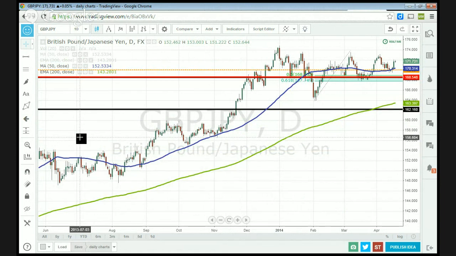The reasons for being short the yen, in addition to technical reasons, are there's a lot of fundamental information or a lot of fundamental issues with the Japanese economy.